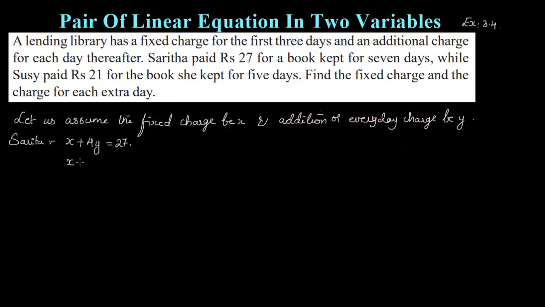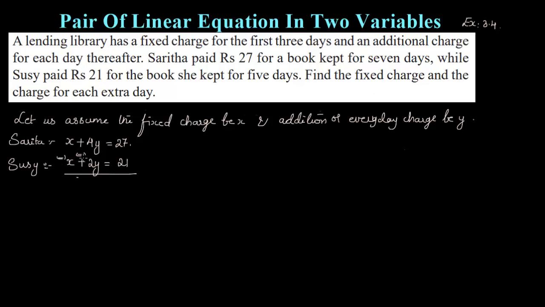Then we will write for Susie. So Susie has kept the book for 5 days. Out of 5 days, 3 days are already included under the fixed charge. So how many days are remaining? 2 days. So now we have got the two equations.